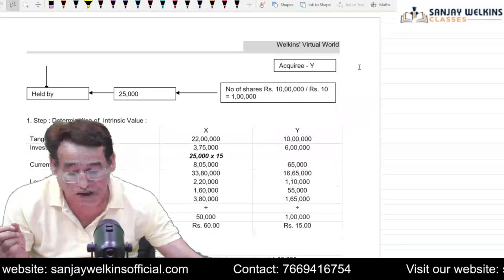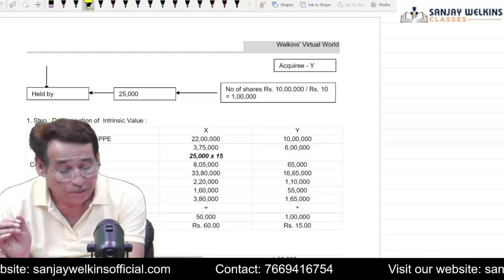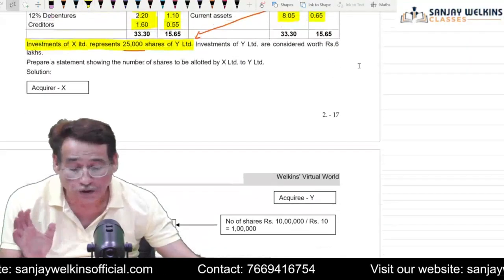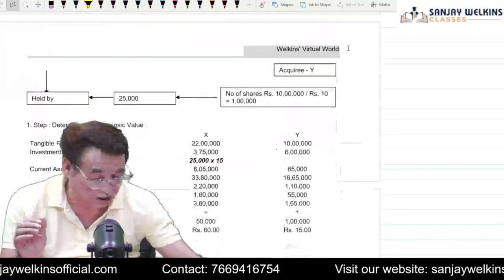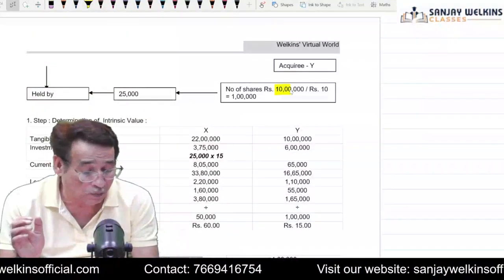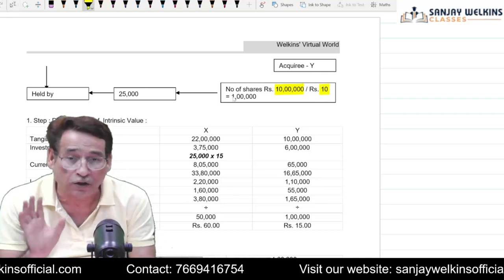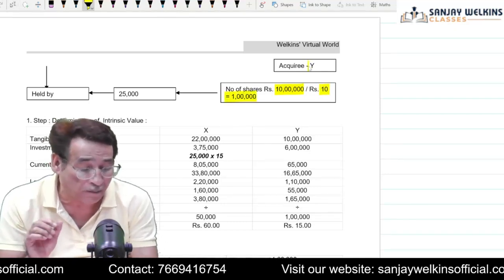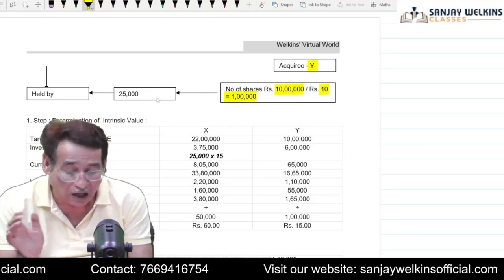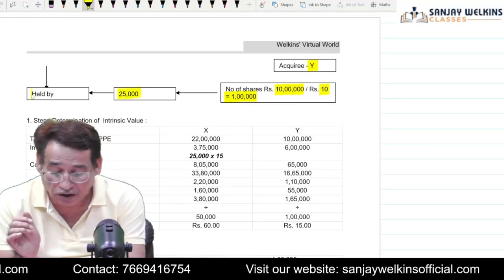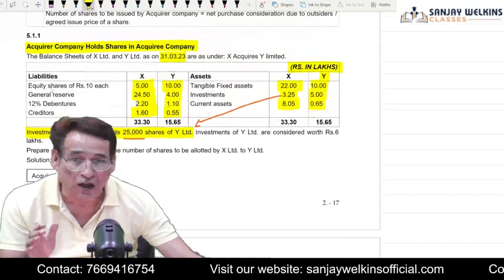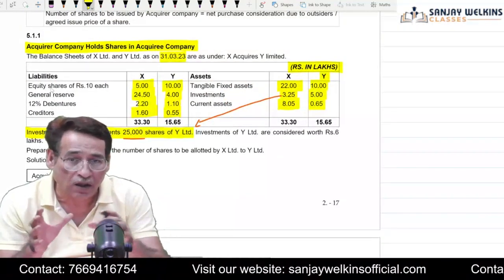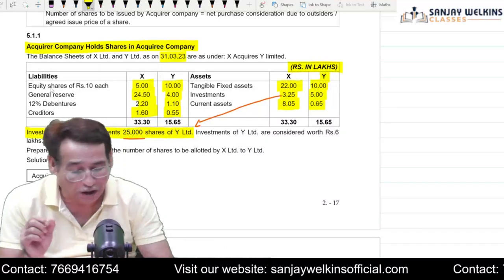To be more specific, just pay attention here. If I look into the number of shares of Y Limited, you can see their total share capital is 10 lakh. So I have written here rupees 10 lakh, and one share is of 10. Total number of shares of acquiree company Y Limited is 1 lakh. Out of 1 lakh, 25,000 shares are held by acquirer company. That is why it becomes a case where acquirer company is already having some shares of acquiree company.